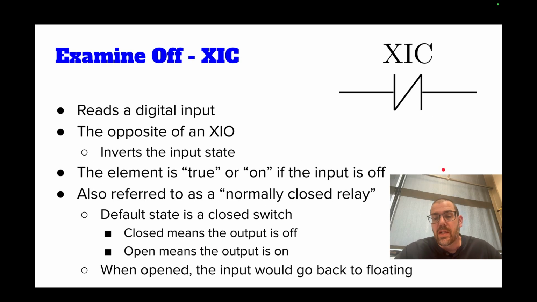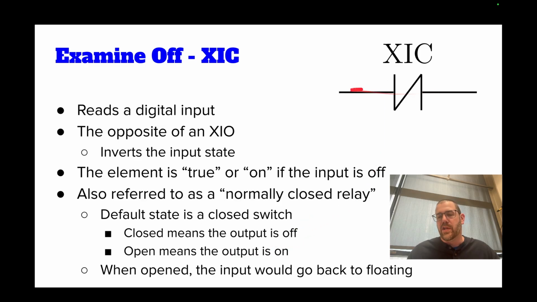So an XIC is the opposite of an XIO. We're examining if it is off. So you'll see this kind of knot symbol here in between the two. And what we're trying to mimic is a normally closed relay, meaning in the normal position, which is also considered the off position, there would be a connection between the input and the output of the element. And then when you open it, then it would be considered on.